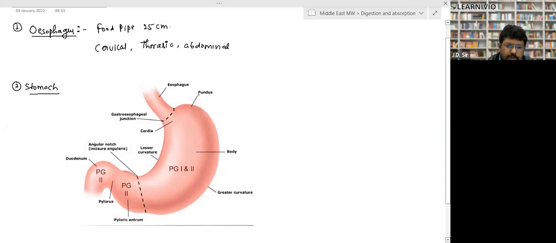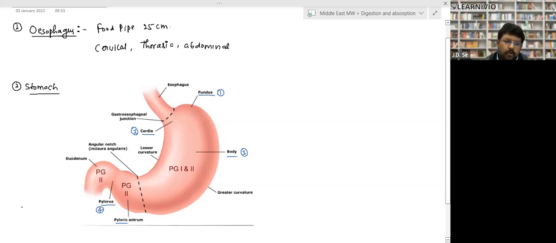The first part is called the fundus. This is the fundus part. It remains filled with gas. The second part is called the cardiac part. And the third part, which is the main part, is the body. And the fourth part, which is the last part, is called the pylorus. This is the fourth part. So the stomach has been divided into four parts.